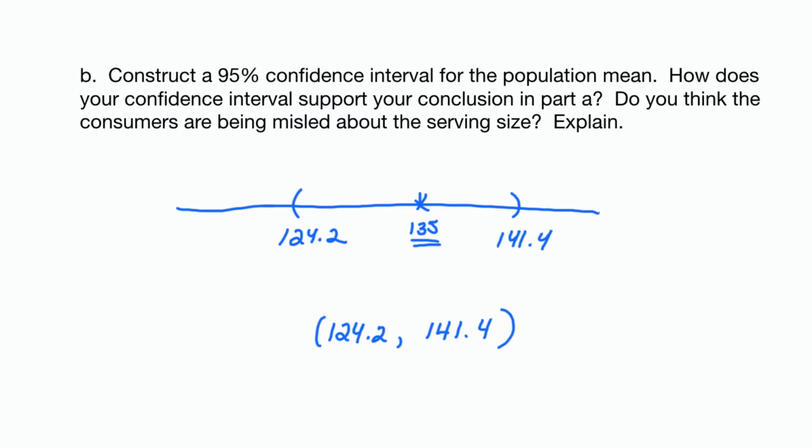In our hypothesis test, we concluded that it was possible that the population mean was 135, and we see 135 contained in our confidence interval. Since 135 is contained in our confidence interval, the consumers are not being misled. And the reason they are not being misled is because they expect the French fries to contain 135 grams, and our confidence interval tells us that it is possible that this is the true population mean.